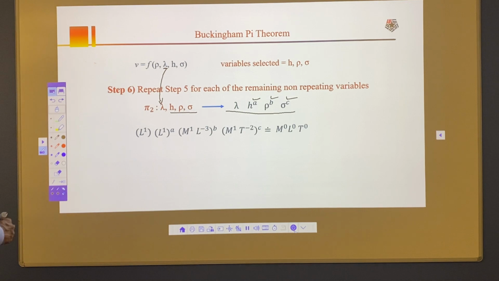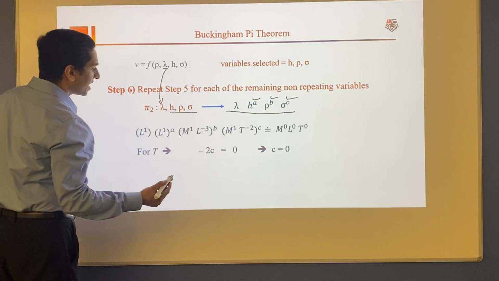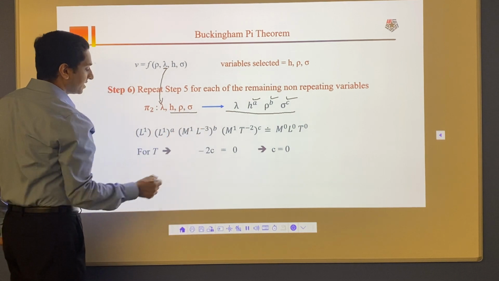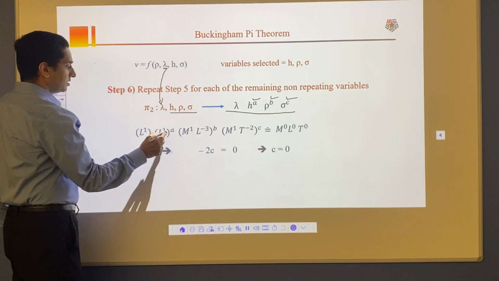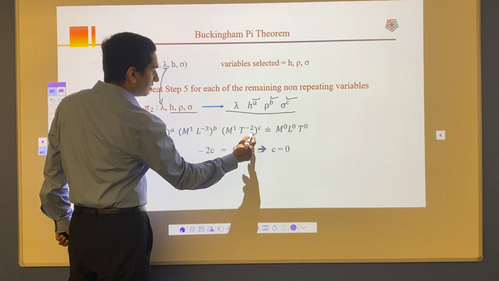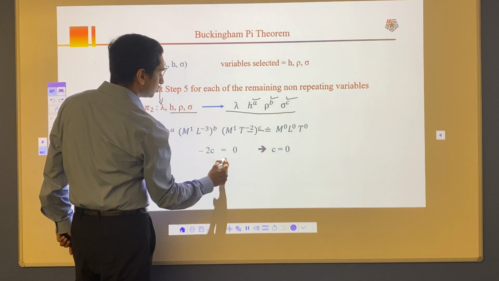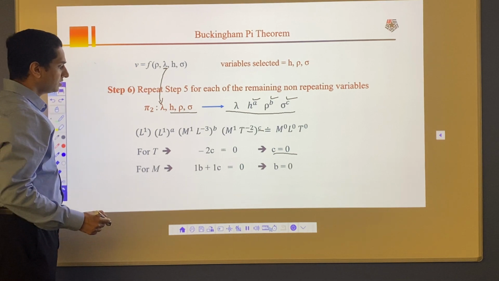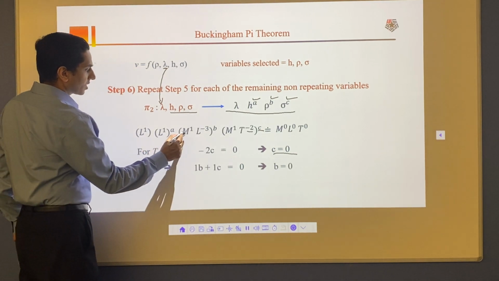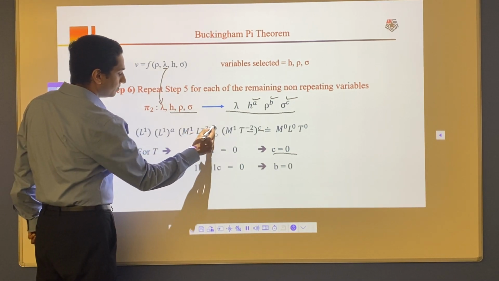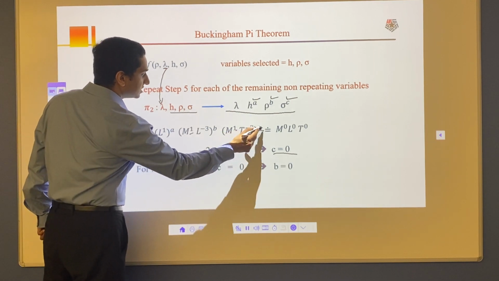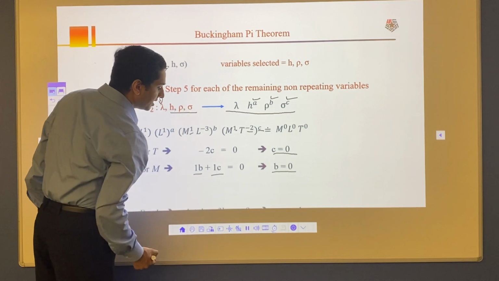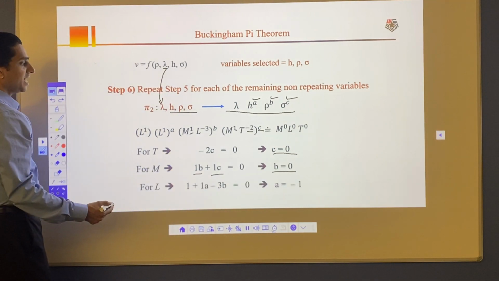Here we start with t. It doesn't matter where you start. You can start with, if you want, with m or t, it doesn't matter. So we start with t. So here I have t, which is minus 2c. Minus 2c is equal to 0, c comes 0. And then you start with m. I have m here. 1b plus 1c is equal to 0. So b comes 0.